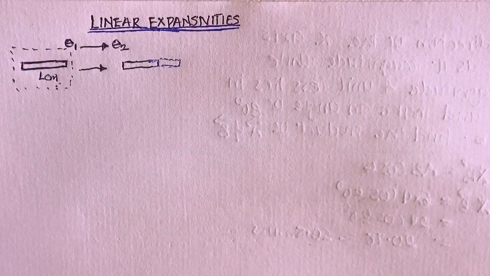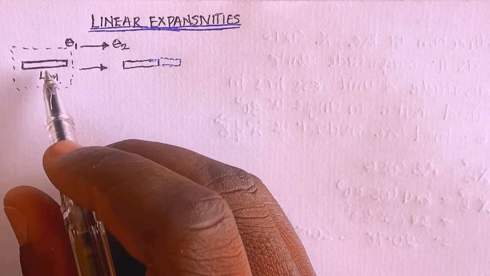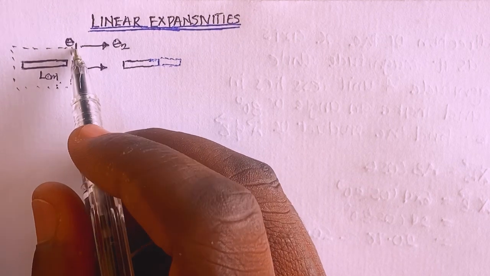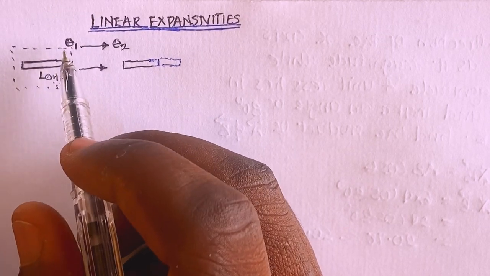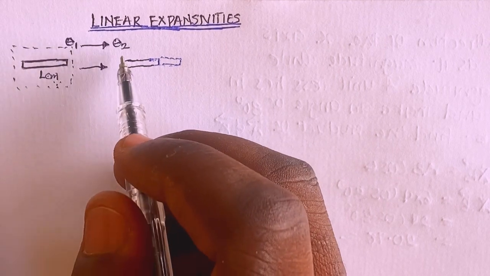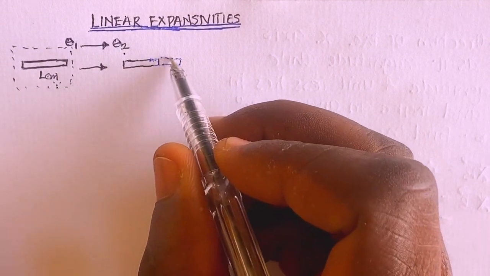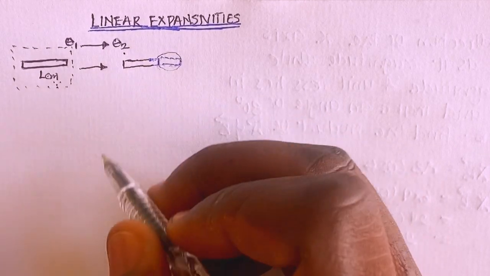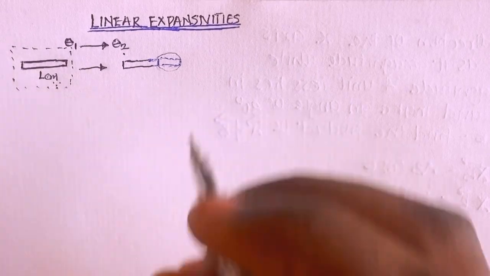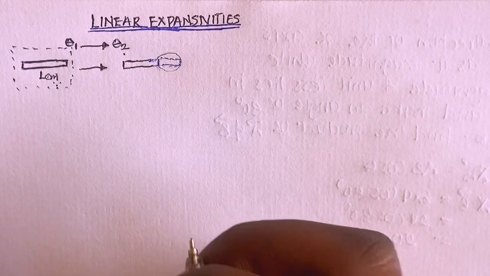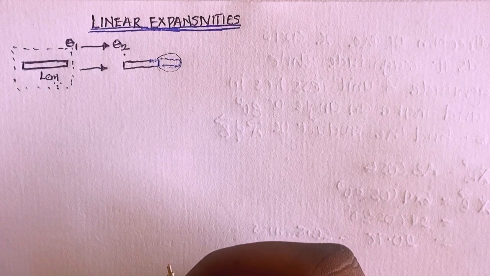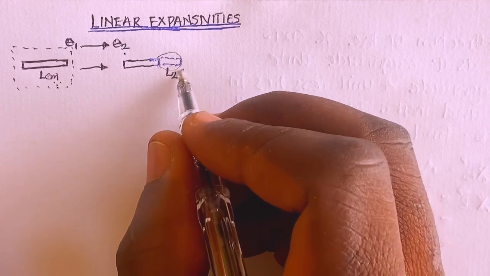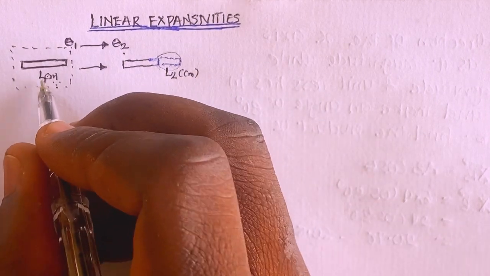So what happens here is that this material is present at a particular length at a certain temperature theta 1. It has its original length at a certain temperature theta 1. And when the temperature increases to theta 2, there is a fractional increase, that is a little increase in the length of the material. In this case, the little increase in the length of the material is known as the linear expansivity. So I'm going to have my L2 here, the second length in centimeter, and this is the first length in centimeter.